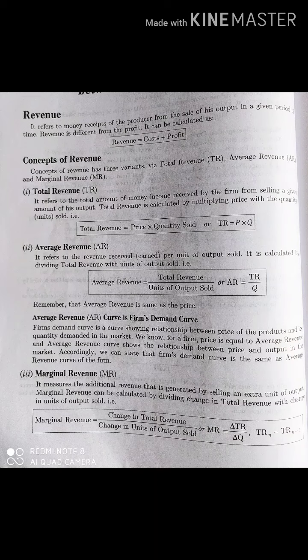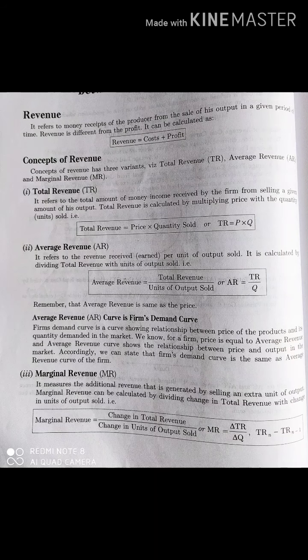So do remember the formula: price into quantity sold. Price means price per unit, and we multiply it with the number of units. Suppose you have sold 10 units at 5 rupees each, so it will be 5 into 10. That is, P into Q.